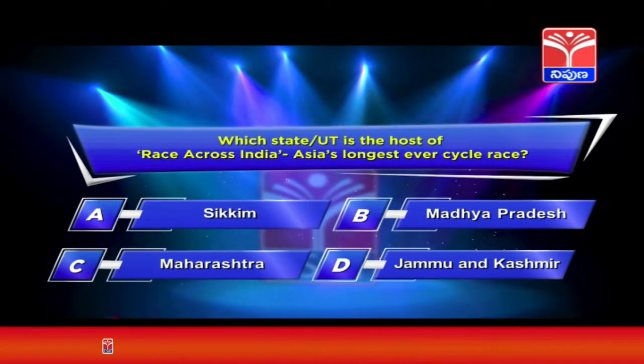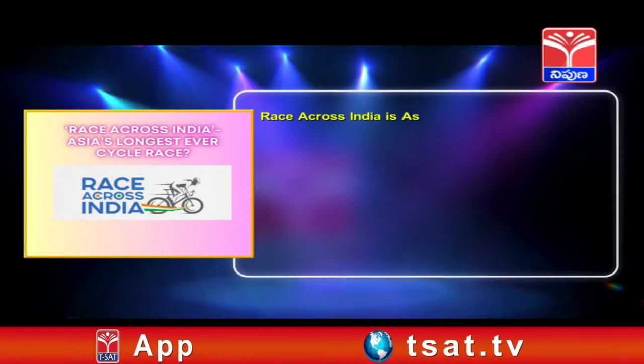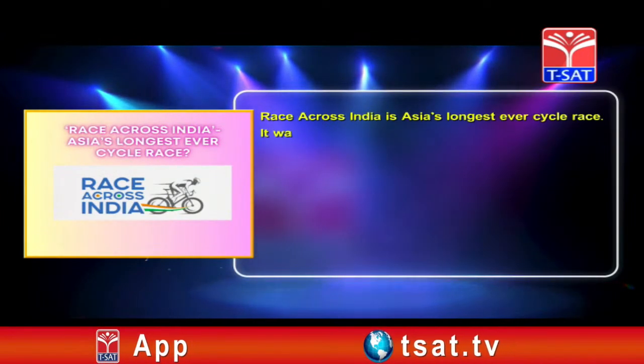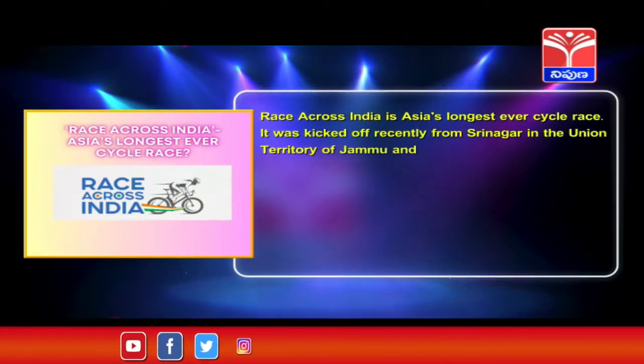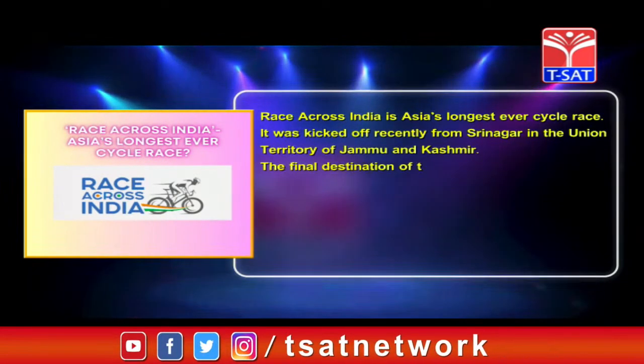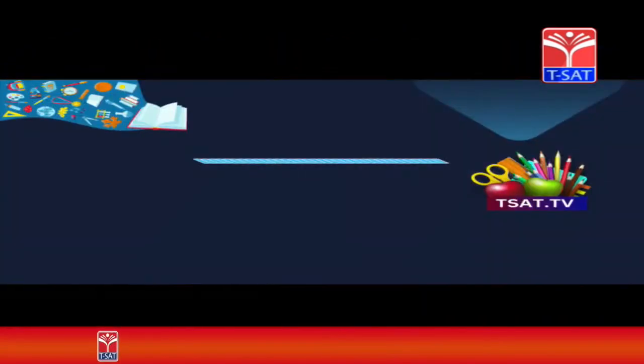The correct answer is option D, Jammu and Kashmir. Race Across India is Asia's longest ever cycle race. It was kicked off recently from Srinagar in the Union Territory of Jammu and Kashmir. The final destination of this first of its kind race is Kanyakumari, Tamil Nadu, covering a distance of 3,000.